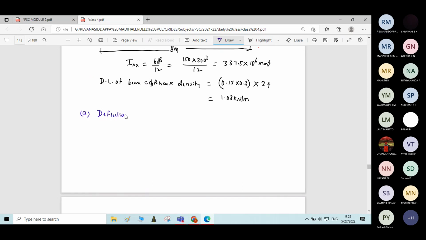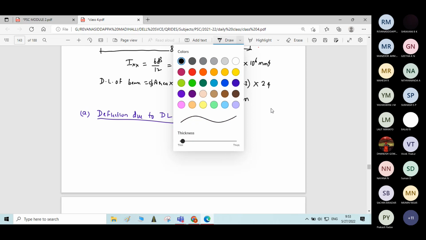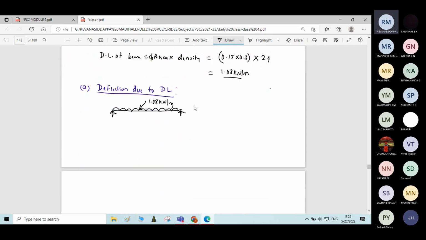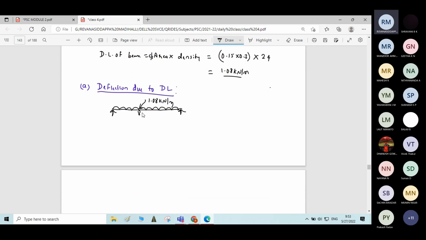Deflection due to dead load. So what is the dead load intensity we got? We got it as 1.08 kilonewton per meter, and it's a simply supported beam having a span of 8 meter.